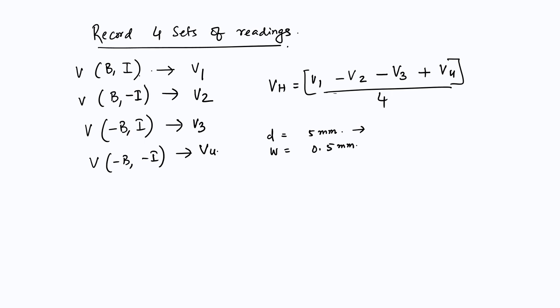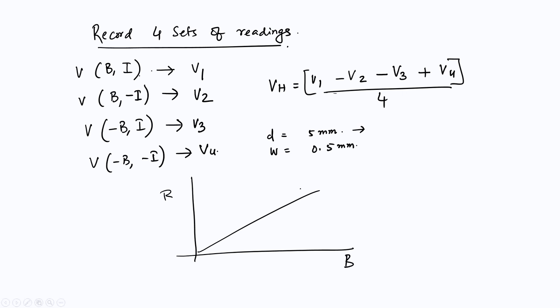Now you can draw suitable graphs as a function of B and VH, and from the slope you can calculate the sign of the charge carriers, that is, whether they are electrons or holes. The fact remains that RH is proportional to B, so R versus B is a straight line.